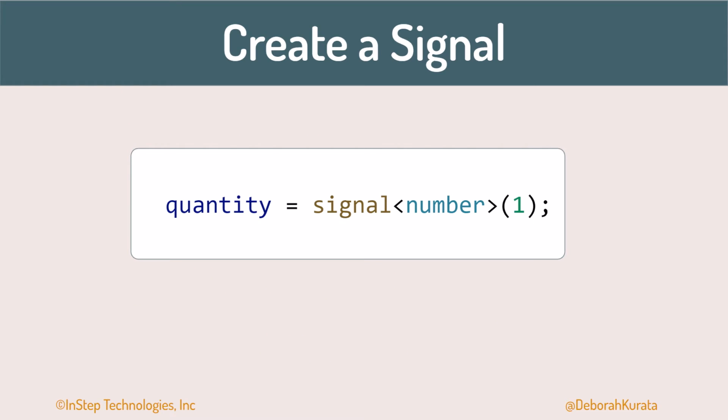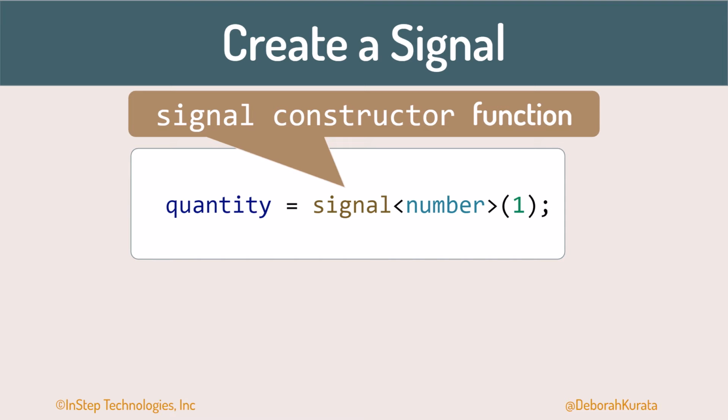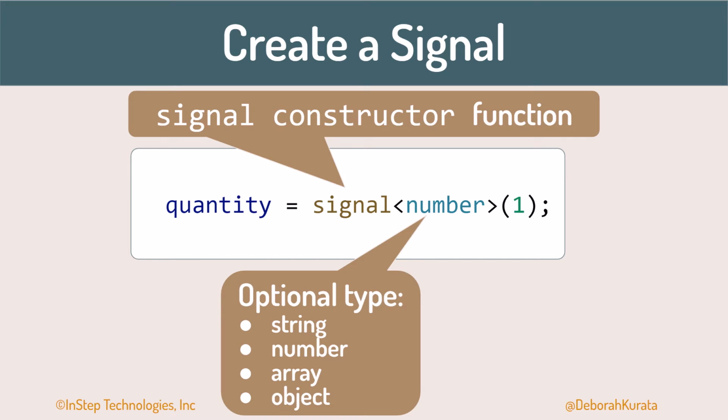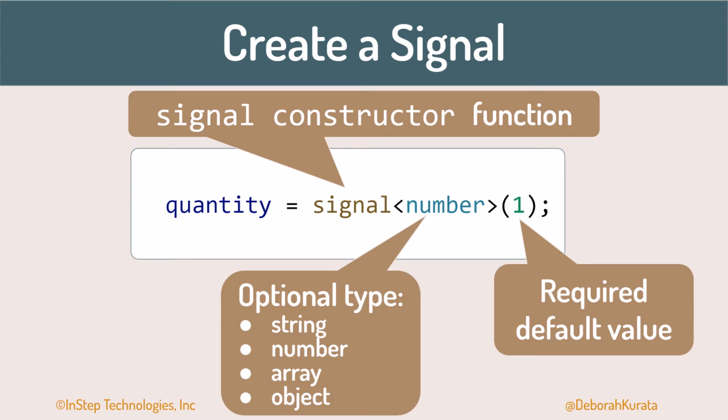Here is the syntax for creating a signal. This creates and initializes a signal using the signal constructor function. It creates the signal of the defined type. That type can be a string, number, array, object, or any other type. Setting the type is optional, as signals can often infer their type using the default value. Like in this example, if we didn't provide the type, the signal would know it was a number. The default value is required. The signal must always have a valid value, starting with this default.